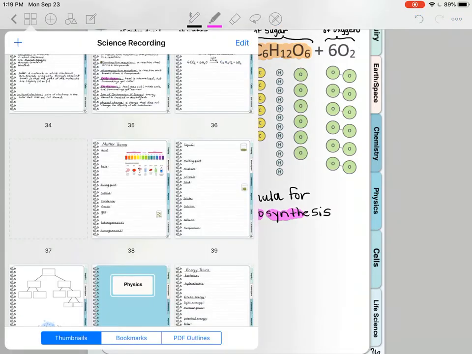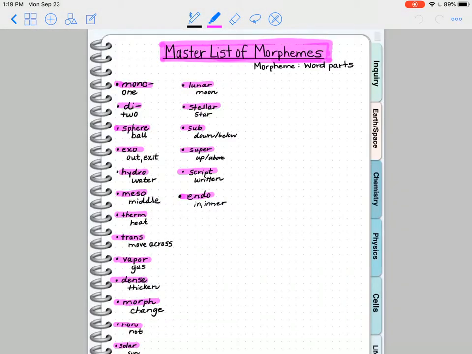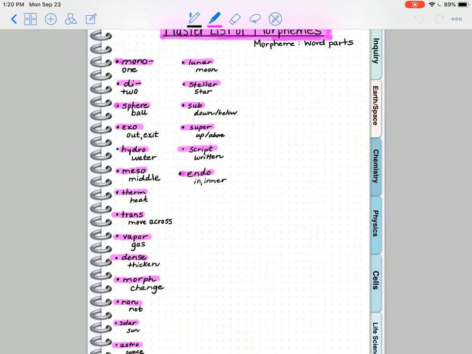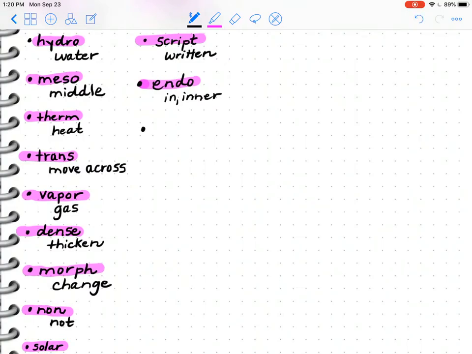So let's go to our morphemes page and see if we already have these. And we may, because we're moving right on through this stuff. I don't believe I do have either one of those, so let's add them. 2 morphemes in this word. Photo is light, and synth is create or make. I'm going to use make because that's easier to spell.